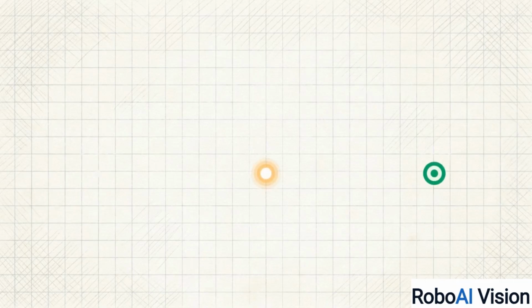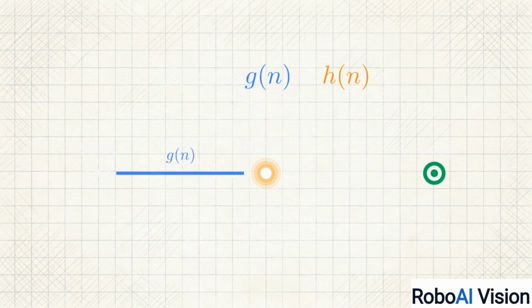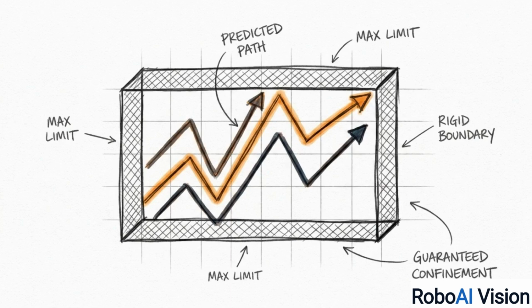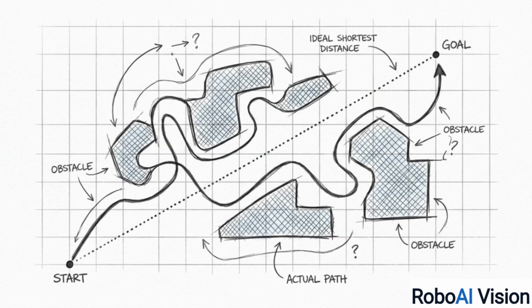A-star relies on a core cost evaluation equation. F of n equals g of n plus h of n. The variable g of n represents the exact accumulated cost of the path traversed so far. The variable h of n is the heuristic function, the algorithm's mathematical prediction of the remaining distance to the goal. There is a strict rule for any A-star heuristic. It must be admissible. It must mathematically guarantee that it will never overestimate the true remaining cost.